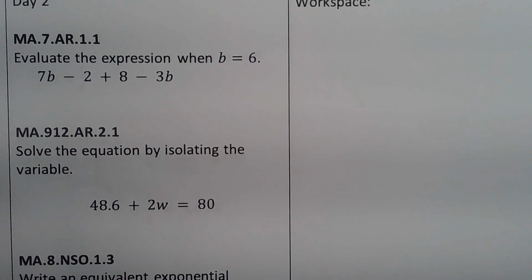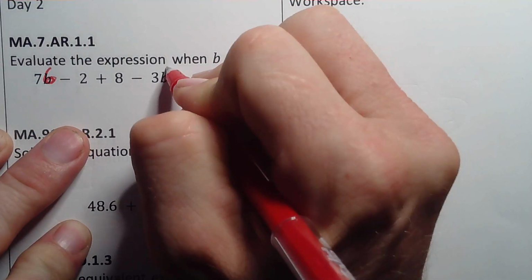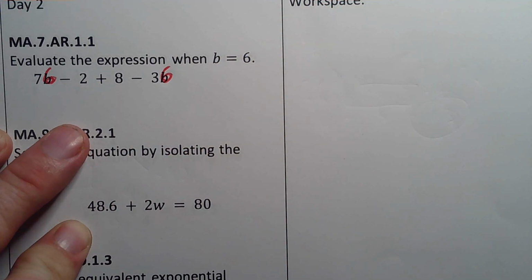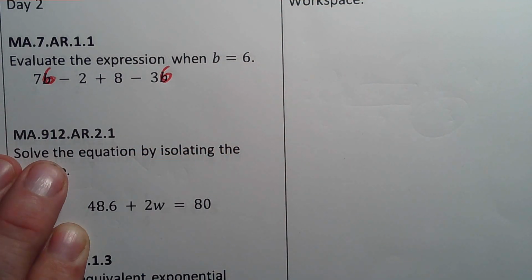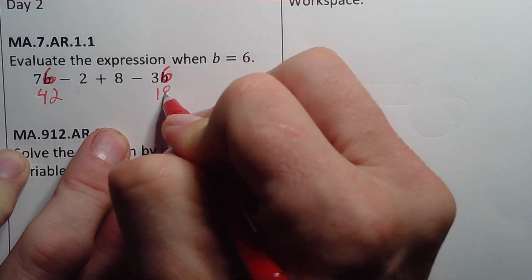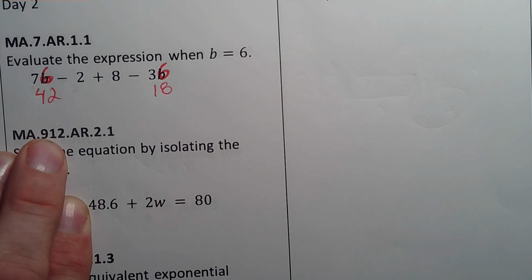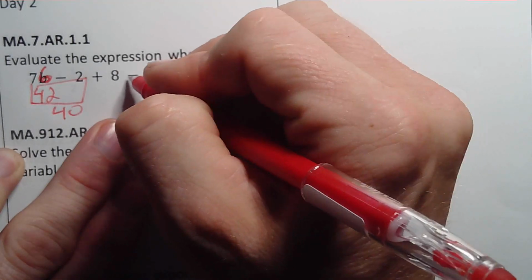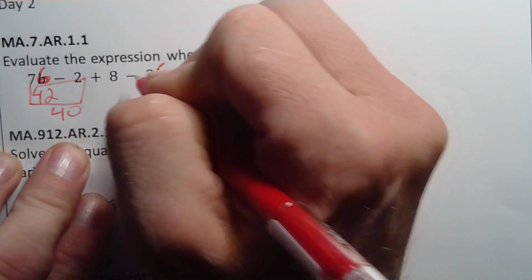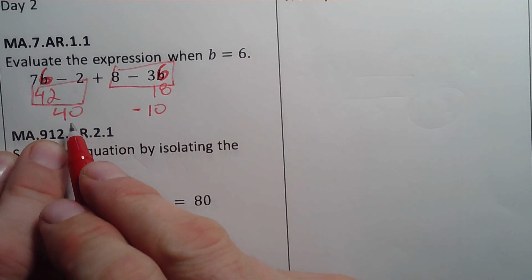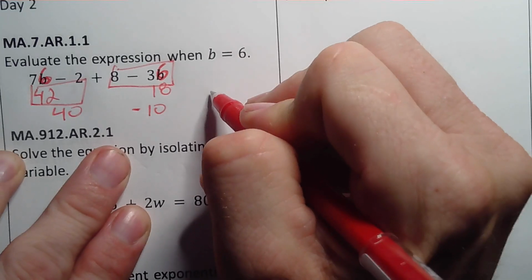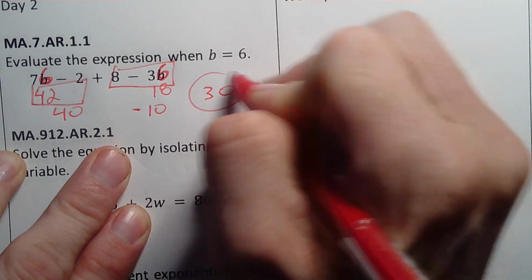All right, now they're evaluate this expression. So this is 6. This is 6. Now we just add stuff together. So 7 times 6 is 42. This is 42. 3 times 6 is 18. So it's going to be 42 minus 2, this is 40. 8 minus 18 is negative 10. That's negative 10. 40 plus negative 10 is 30.